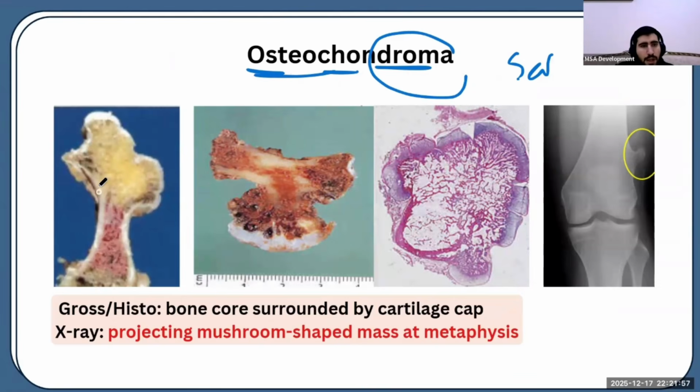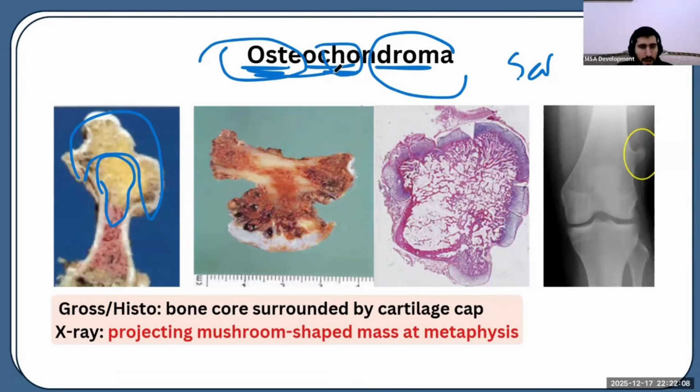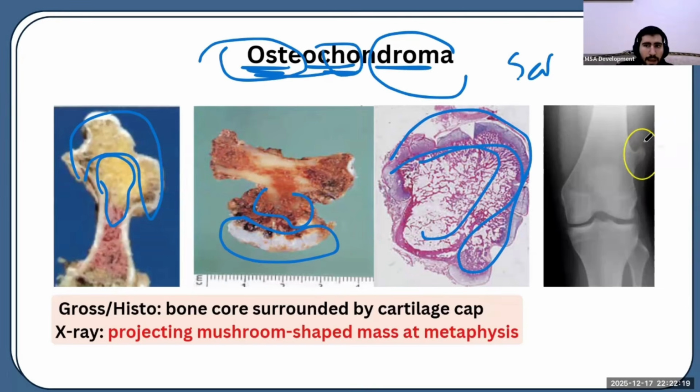Osteochondroma is benign proliferation of a bony core surrounded by cartilage. So osteochondroma is a bony core surrounded by a cartilage cap. As you can see here, it's a bony core surrounded by cartilage cap. On an X-ray, it's like a mushroom head projecting out of the metaphysis. So osteochondroma, benign proliferation of the bone and the cartilage, causing a bony core surrounded by cartilage cap. On an X-ray, it's like a projecting mushroom from the metaphysis.